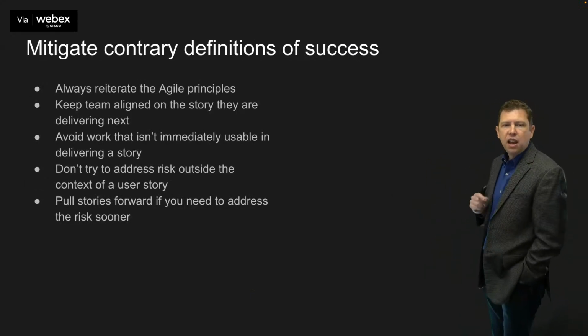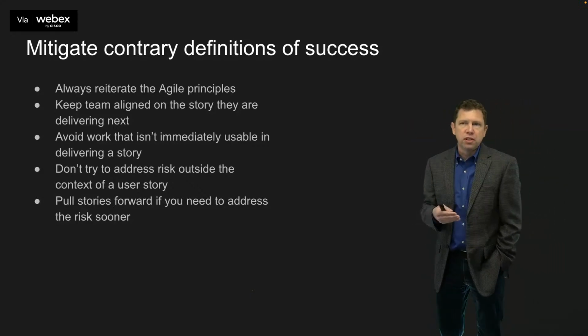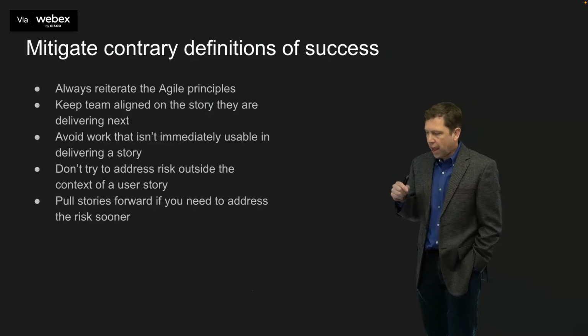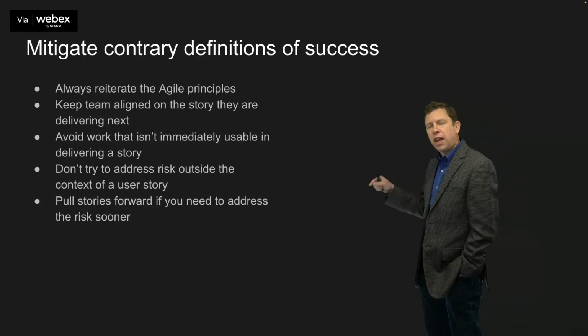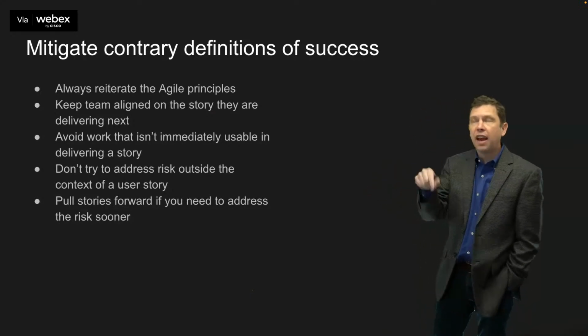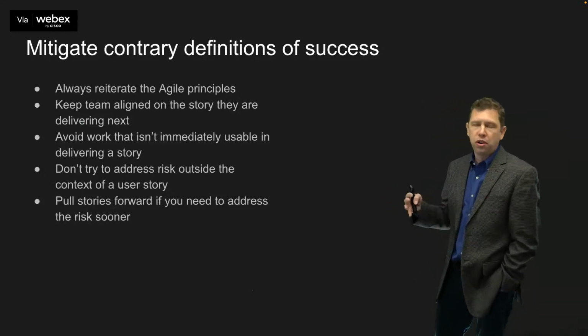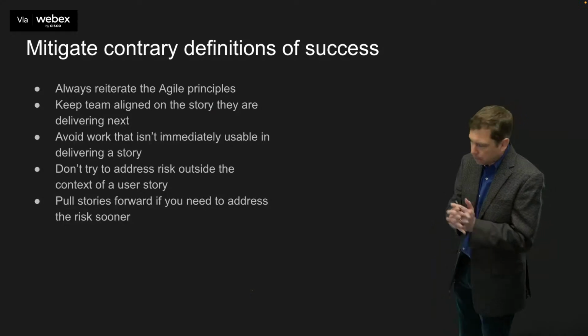So, ways to mitigate contrary definitions of success. Well, one, always reiterate the Agile principles. If you've got a team that is continually asking themselves, okay, we're about to make this decision, how would the Agile principles help decide how we make this decision here? That's a team that's going to steer toward consistent goals, right? And similar definitions of success.